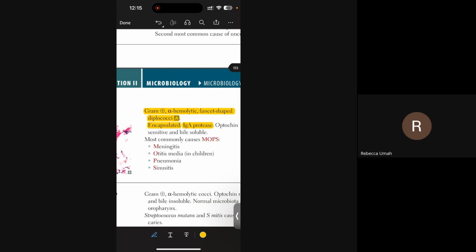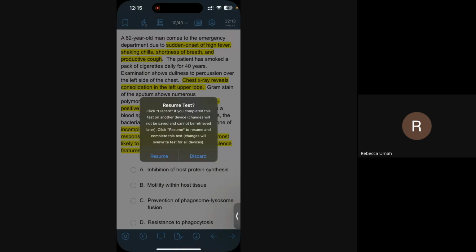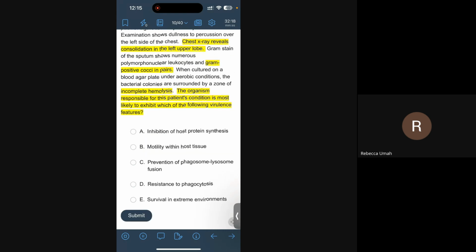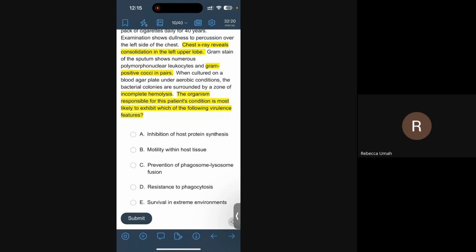Capsule: meningitis, otitis media, pneumonia, and sinusitis are the most common infections caused by Strep pneumo. It is gram-positive and lancet shaped. What shape? Lancet shaped. Okay. So what should be the answer here?